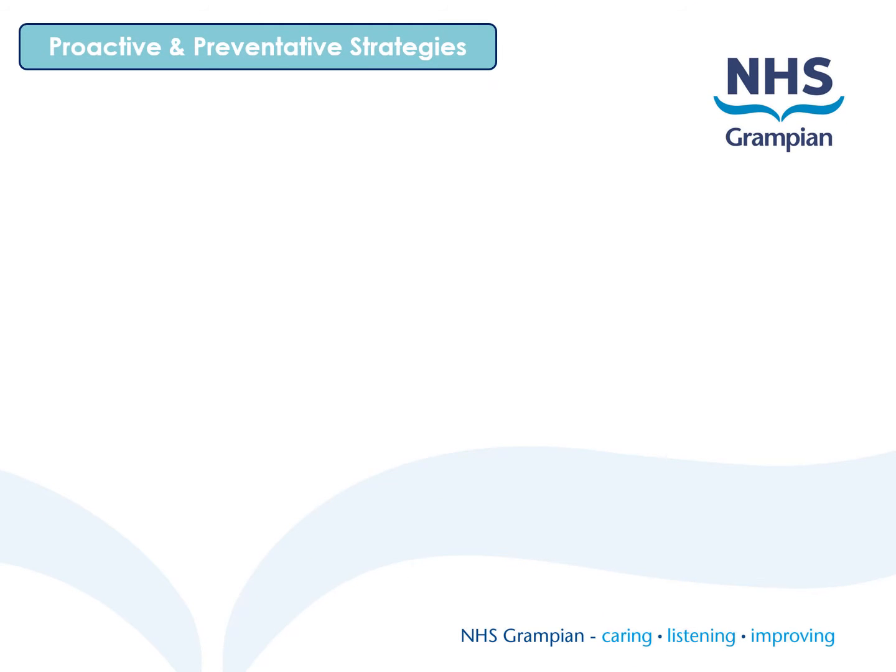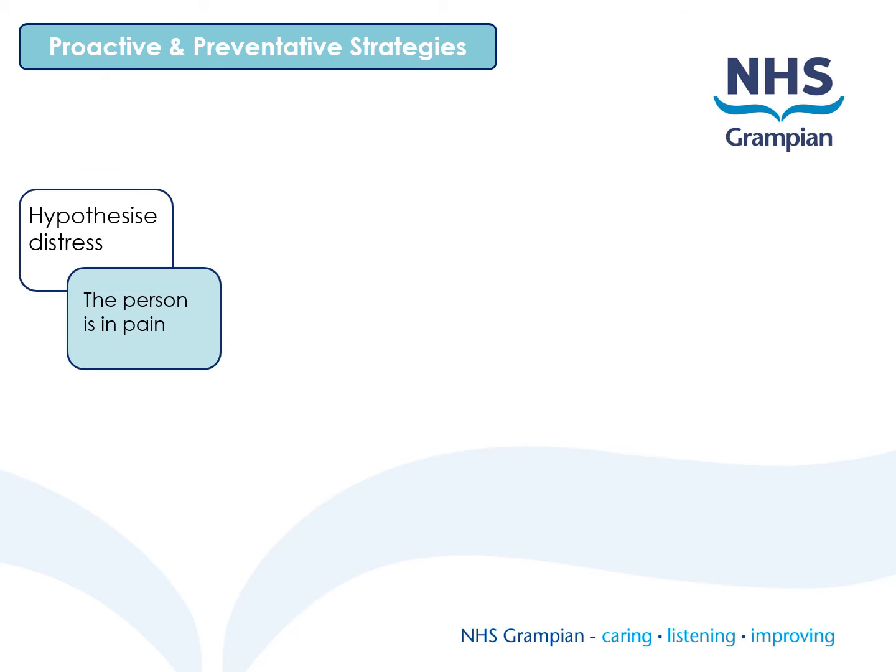Let's consider how we might put proactive and preventative strategies into place with an example. Initially, we want to hypothesize and consider what the cause of distress might be for the person. This will be based on what the person is telling us, what we know about them, and what we observe. So in the example here, the person was seen grimacing during personal care. They required additional assistance while walking. And we also know from their historic medical notes that they had a complicated hip fracture a few years ago. So we hypothesize that the person may be in pain.